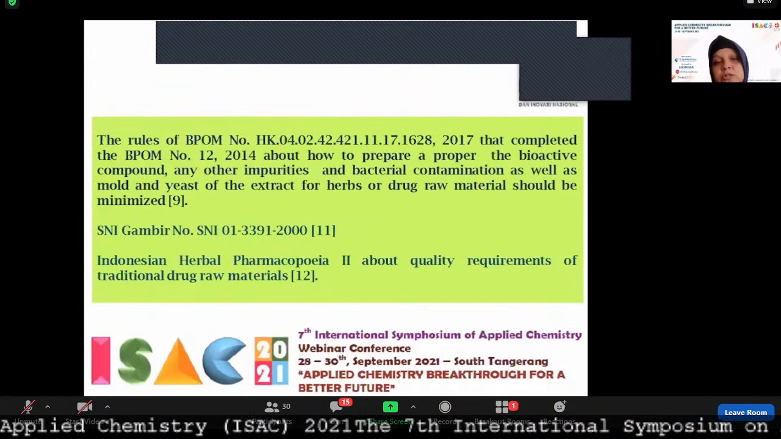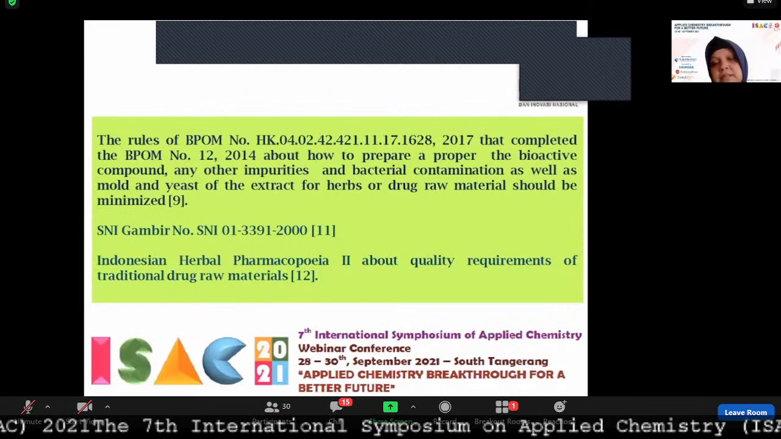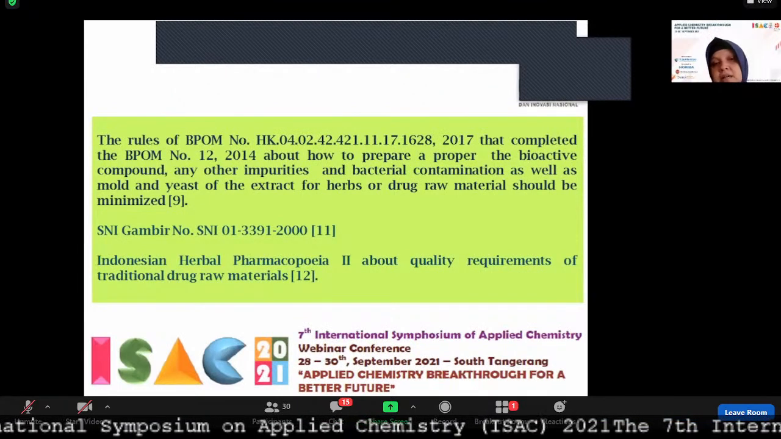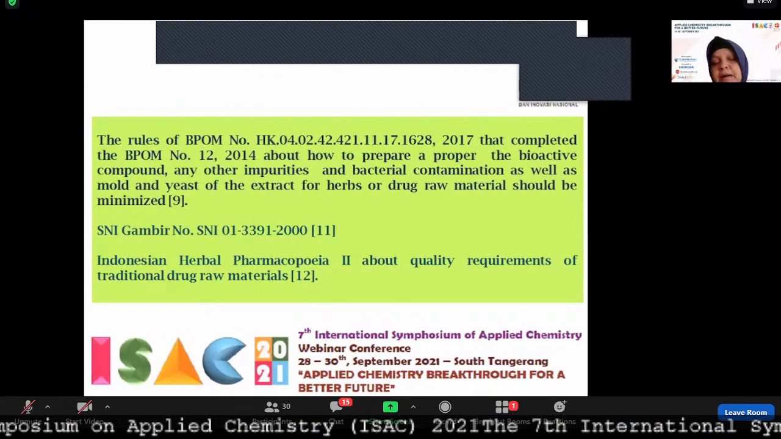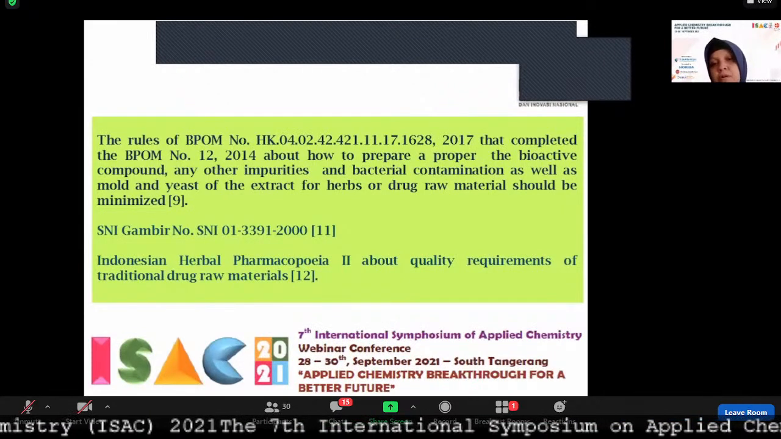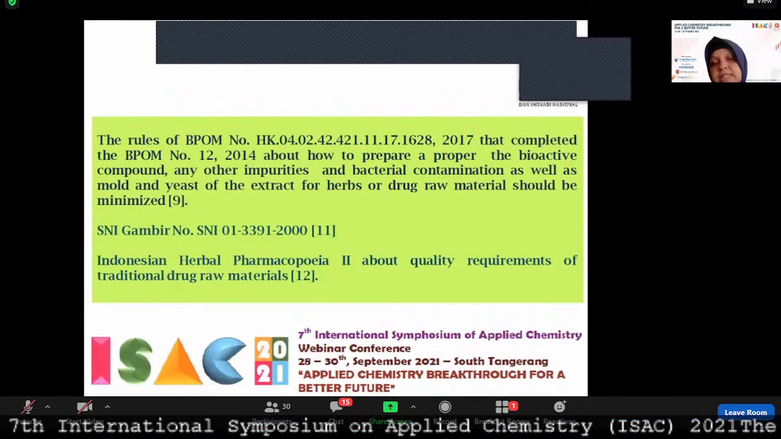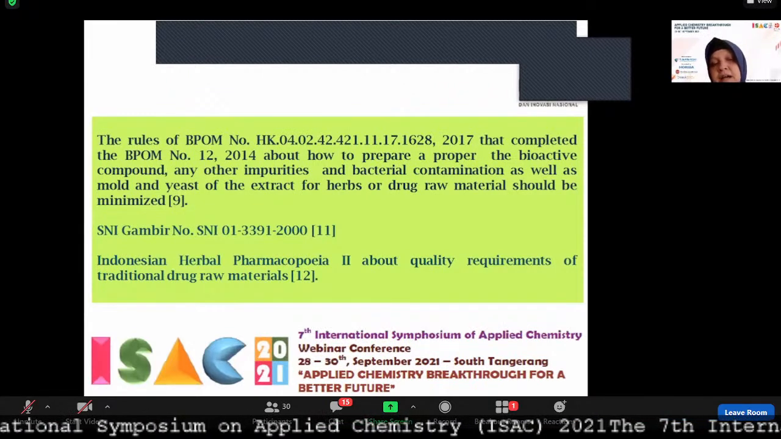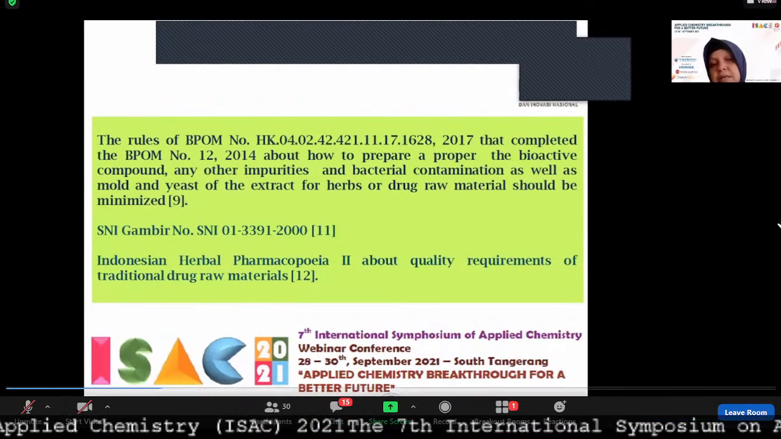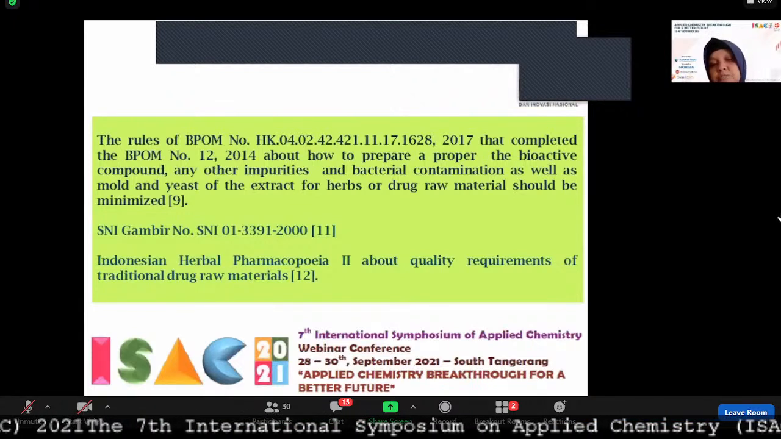Referring to the rules of the Indonesia National Agency of Drug and Food Control, BPOM, number present in the slide, 2017, that completed BPOM number 12 of 2014 about how to make proper bioactive compounds for herbs or drug raw materials, they should be minimized of any other impurities and bacterial contamination. This is based on the Indonesian National Standard of Gambir and Indonesian Herbal Pharmacopoeia 2 about quality requirements of traditional drug raw materials for Gambir.